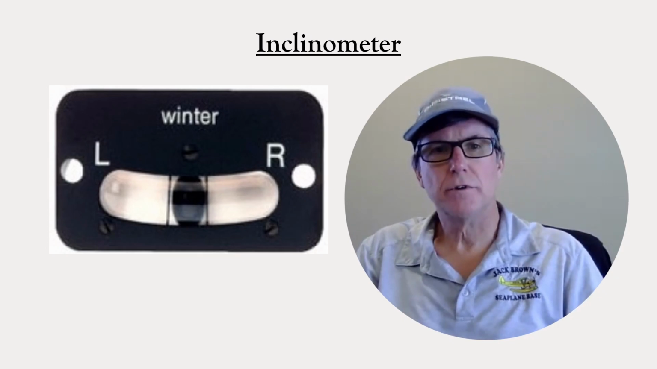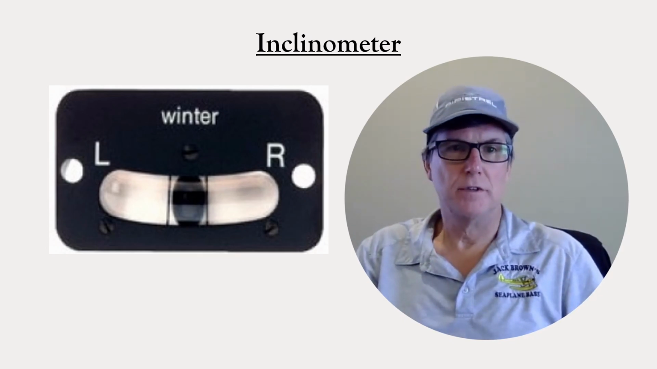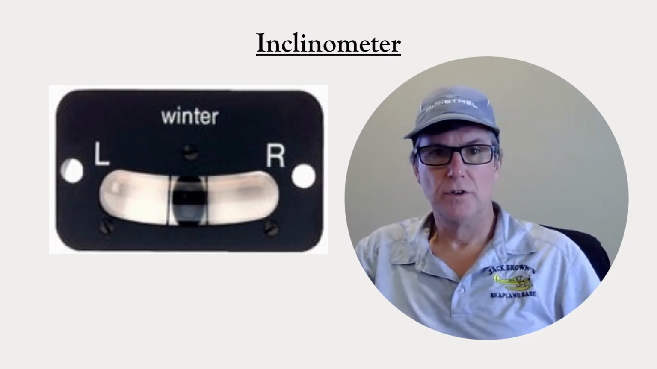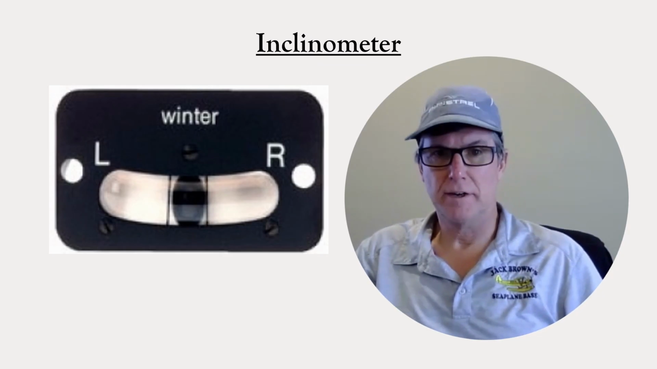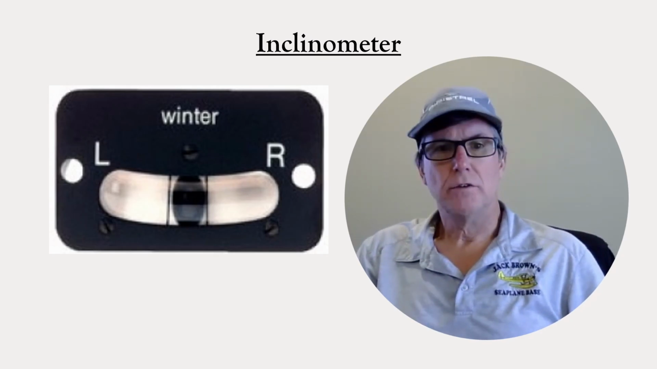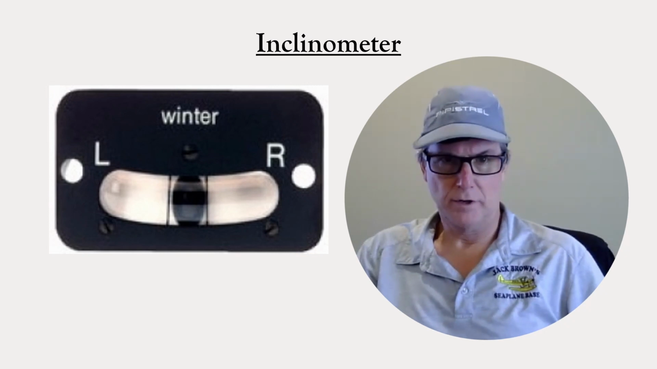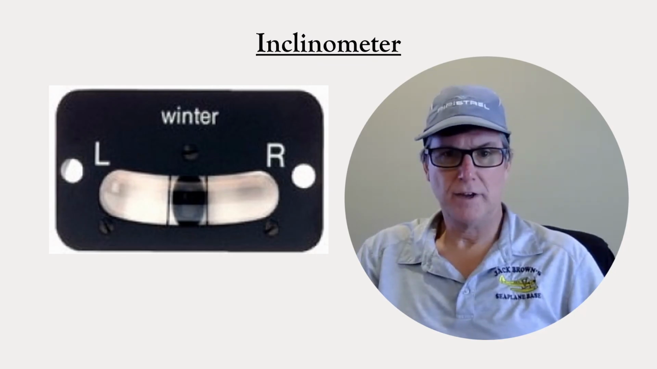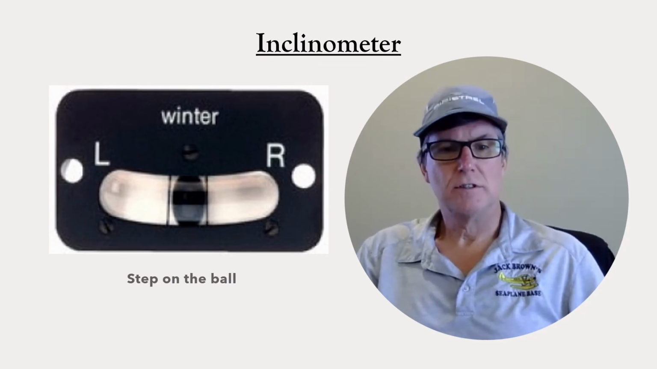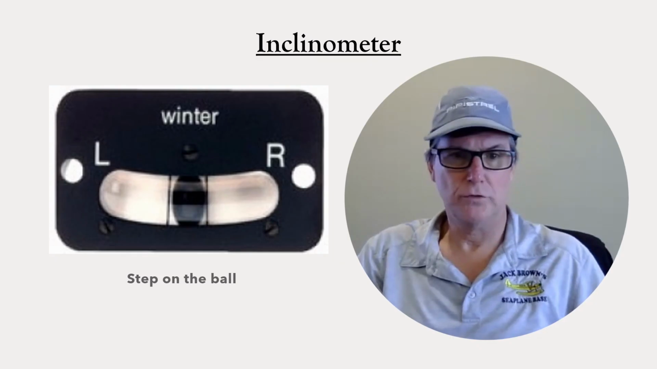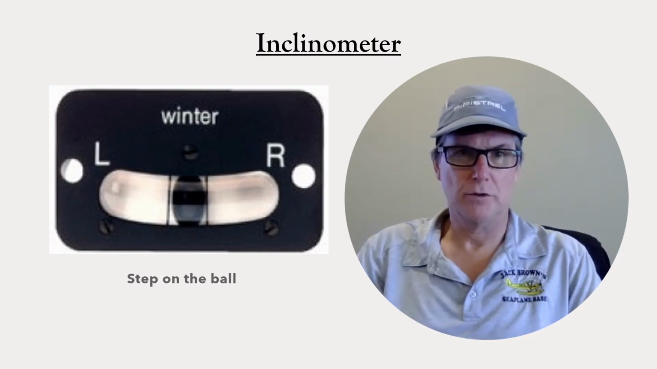The inclinometer indicates whether or not the airplane is pointed in the same direction that it's moving. In other words, whether the airplane is coordinated. In some aircraft, this is a separate instrument. In other aircraft, this is part of the turn coordinator. So if you're not coordinated and the ball moves off to one side, then you should step on the ball. So if the ball moves off towards the right, push on the right rudder pedal. If the ball moves off to the left, push on the left rudder pedal.